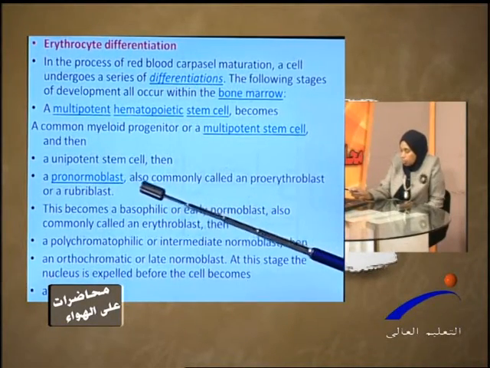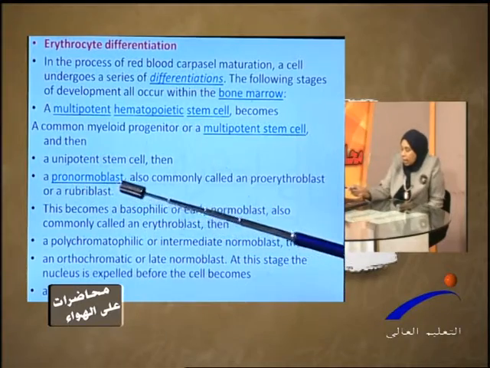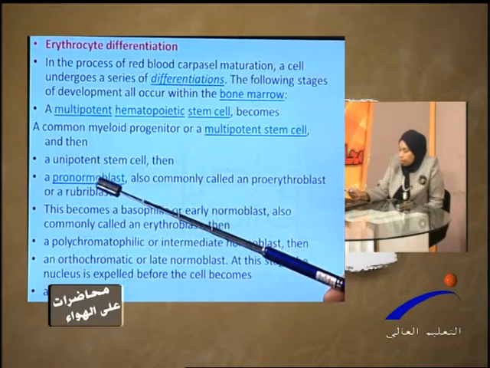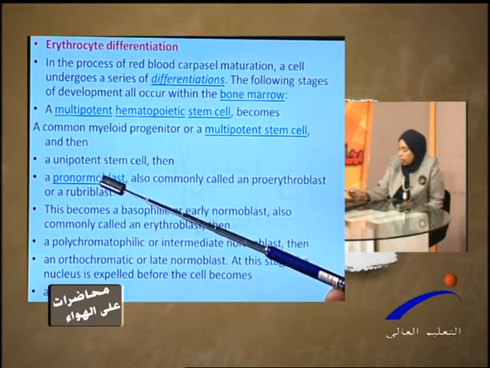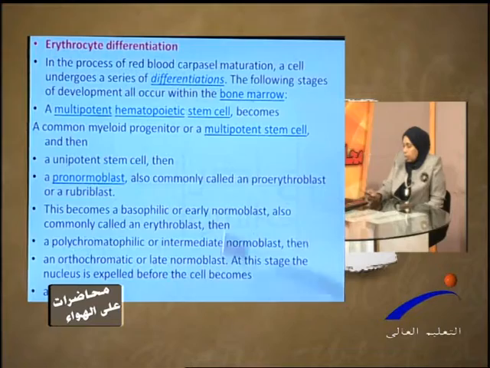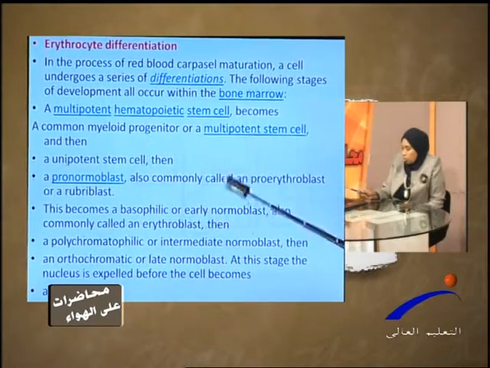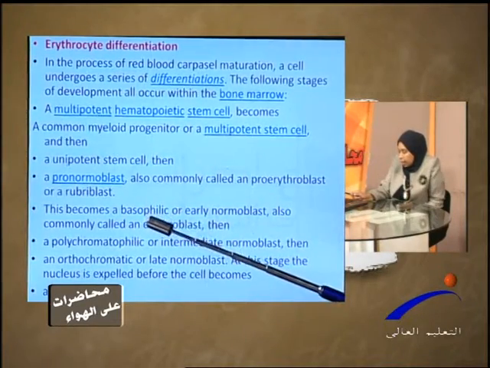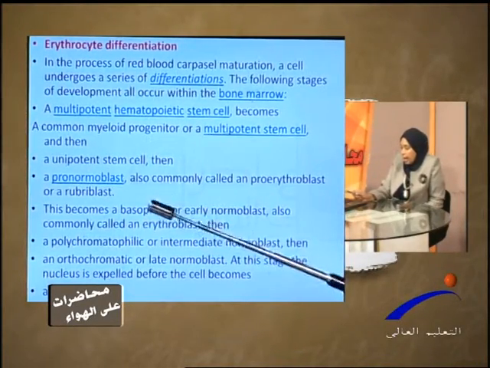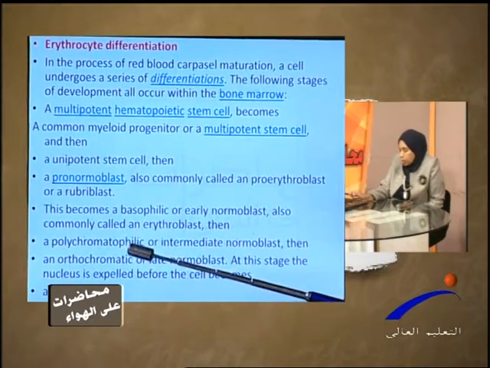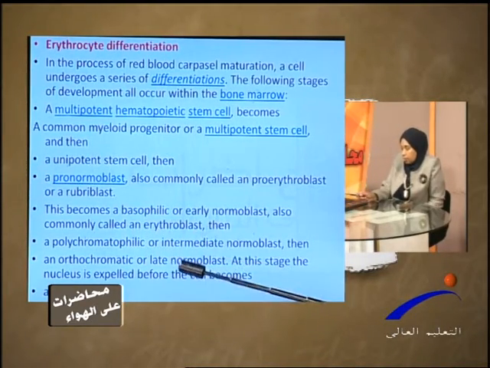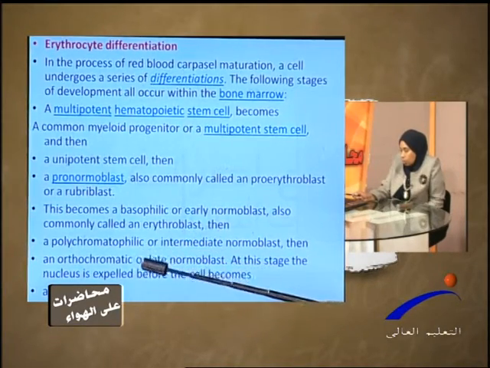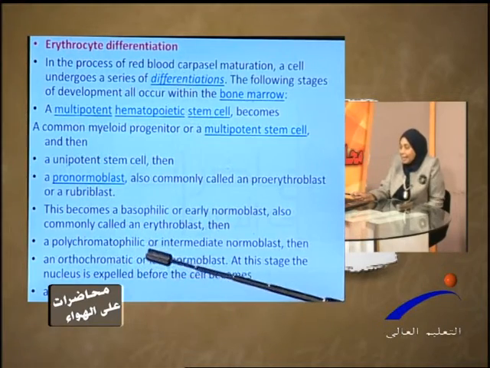Then pronormoblast. Pronormoblast is the earliest cell detectable by morphology in the erythroid series in the bone marrow. It is also called proerythroblast. These proerythroblasts become basophilic or early normoblasts, and then they become polychromatophilic or intermediate normoblasts. Then this intermediate normoblast or erythrochromatic normoblast becomes a late normoblast.